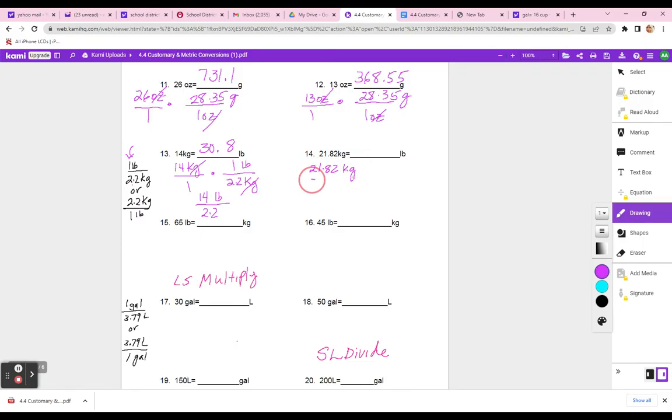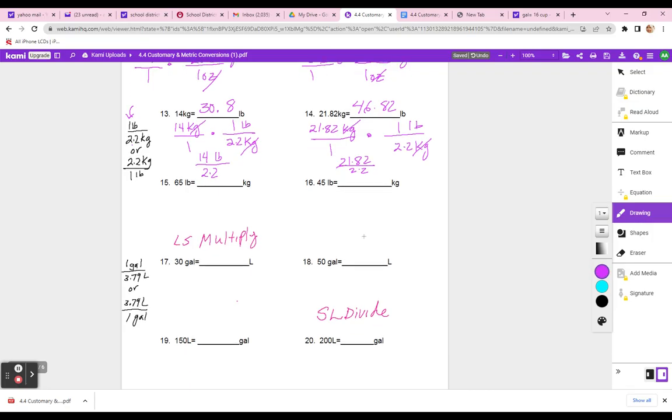21.82 kilograms over 1 times, we want kilograms on the bottom because we want kilograms to divide out. So 2.2 kilograms is 1 pound. Kilograms will divide out, so we'll have 21.82 divided by 2.2. And that's going to give us approximately 46.82 pounds. All right, again, pause the video, keep going, and keep coming back to check.